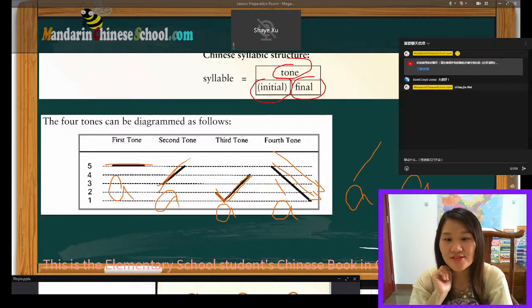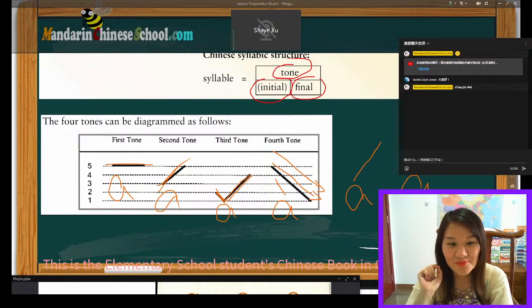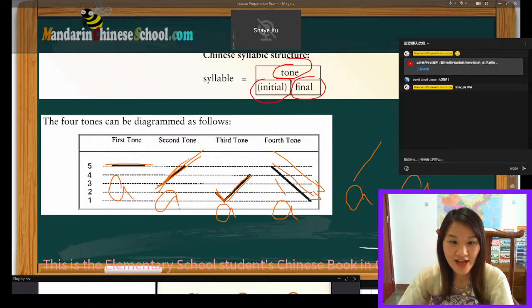So 4 tones, you can see the first tone, it's unchanged, pronounced just like when you see the doctor. The doctor says, open your mouth and say ah. Please open your mouth and say ah. Check your throat. It's easy, right? The second tone is going up, like, are you surprised or do you have a question? And the third tone is going down and going up.